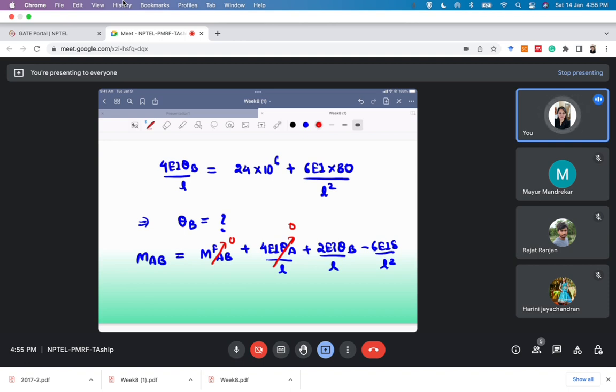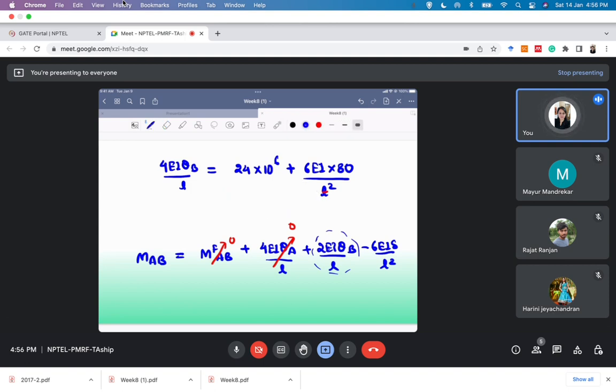So what you can do is solve this equation, find the value of theta B, and finally put the value of theta B in here and get the value of MAB. Because finally they are not asking the value of theta B, they are asking the value of MAB. Okay, another thing you can do is just find the value of 2 EI theta B by L from this equation and put it here. How? I'll tell you. It's very simple.